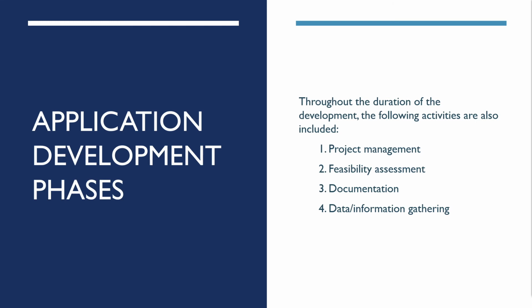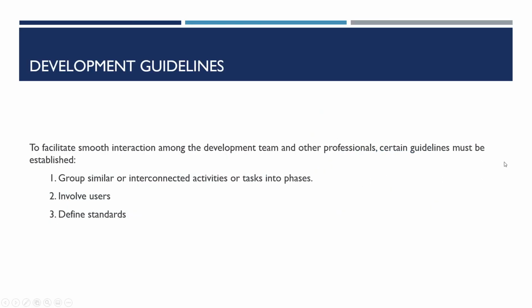And then number 4 will be data or information gathering. This is in the planning stage. You gather data so you know how to structure your system or project, what structure you will use. Okay? So next we have the development guidelines. This is just an overview, but you could get an idea with this. To facilitate smooth interaction among the development team and other professionals, certain guidelines are established. So first would be group similar or interconnected activities or tasks into phases.